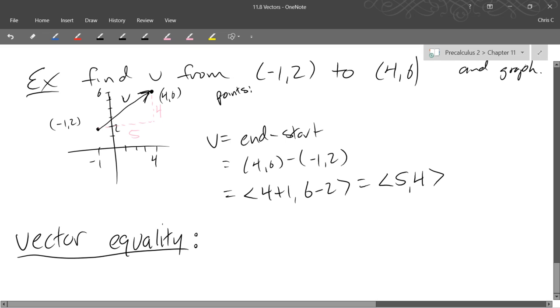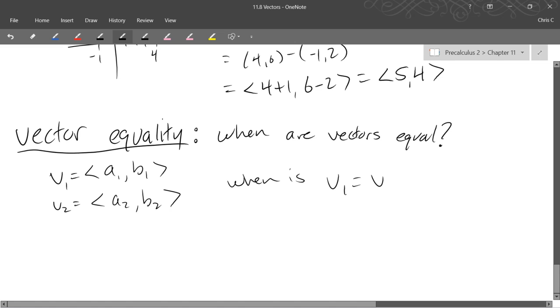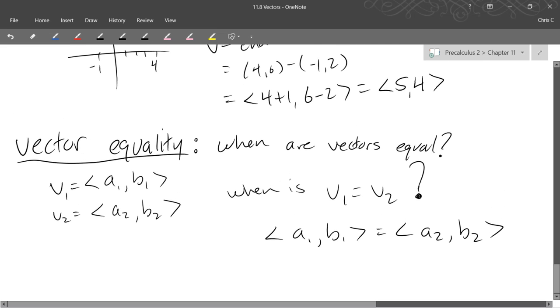So all vectors are not created equally. Most vectors are not equal to most other vectors. So we have to decide when vectors are actually equal. So let's take two vectors in two dimensions. We'll go v1 and v2. So when are these two vectors equal? So it would be nice if their coordinates matched. If they both want the same amount over and they both want the same amount up.